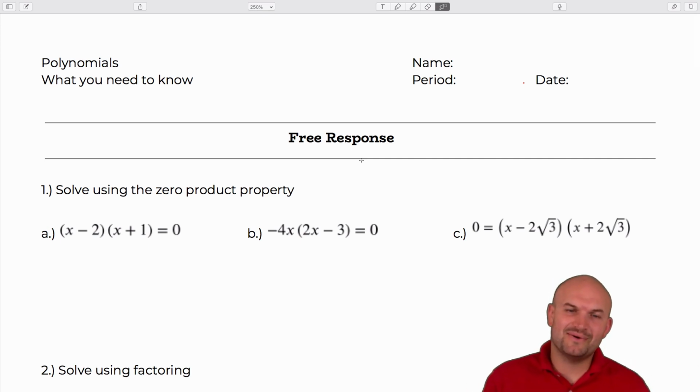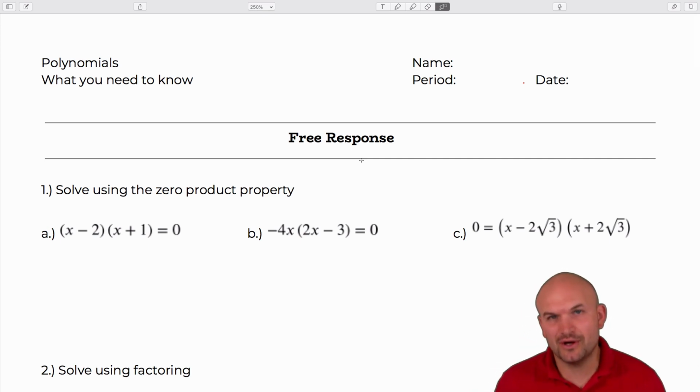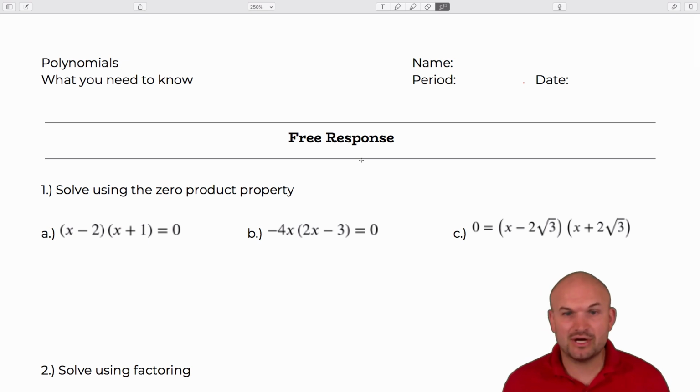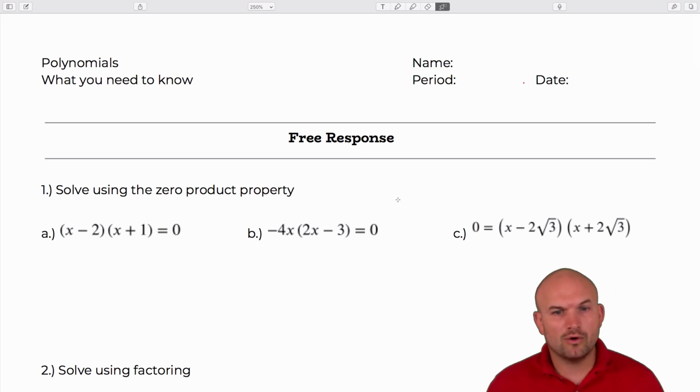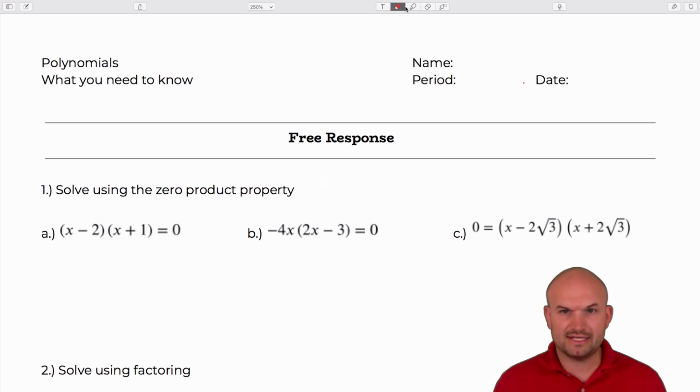Welcome everybody. So now on to what you need to know to get ready for polynomials. I selected some questions, some processes that we're going to want to make sure we feel comfortable with before we get into the polynomials unit. So what I did was I did a couple problems for each one, and we'll go ahead and take a look at them right here.